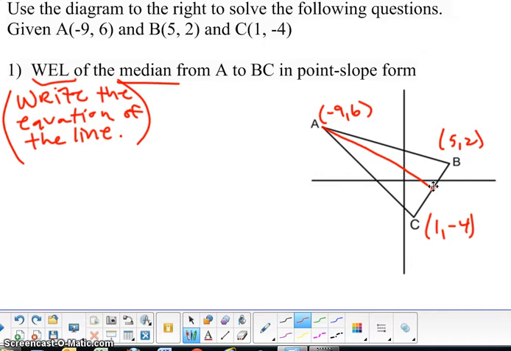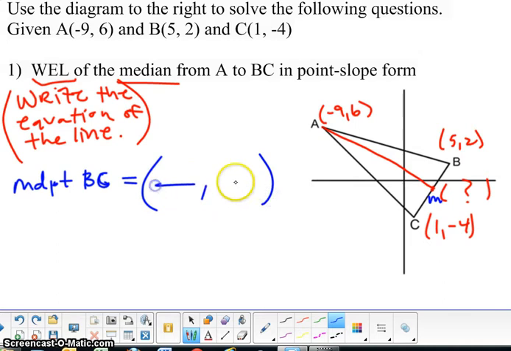So what are some things we need? Well, if it's going to the midpoint, we're going to need to know what the midpoint is, and then we can just apply the distance formula. So let's go ahead and begin. Again, make sure you keep everything organized. So if we're going to find the midpoint of segment BC, let's write it that way. And then when we find the midpoint, and if we need it again, we can always refer back to this.